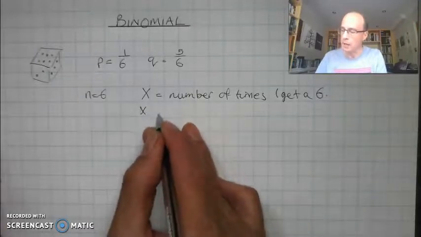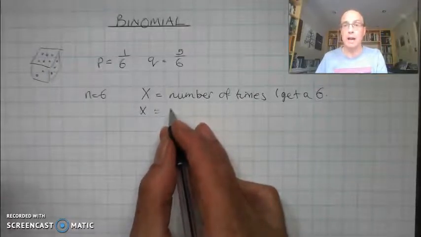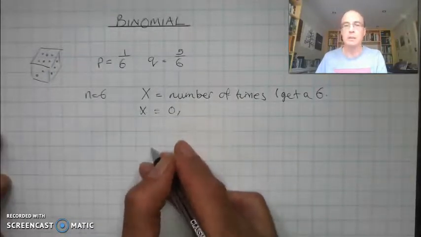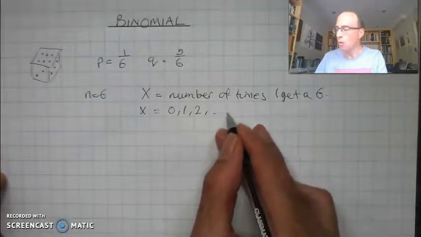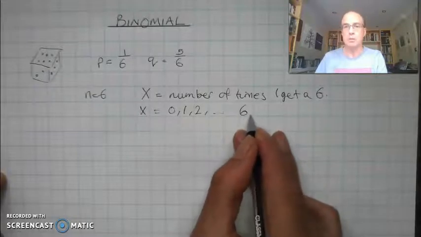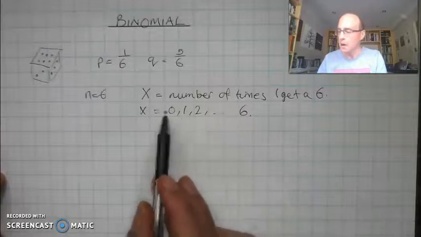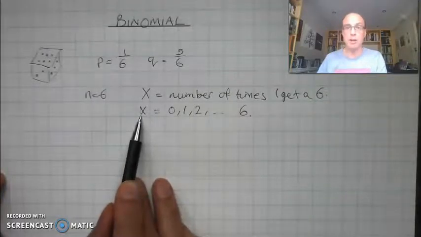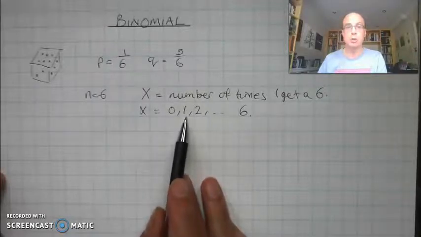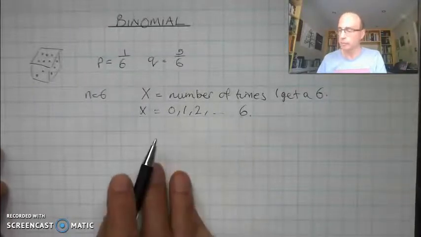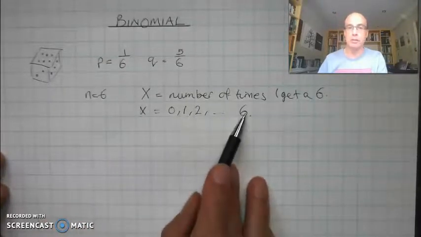So I've defined my variable: the number of times I get a 6 when I roll my dice 6 times. Well, X could take the possible values. I could be really unlucky and get no 6s out of the 6 rolls, so 0 is a possibility. I could get one 6, I could get two 6s, all the way up to 6. If I'm rolling my dice 6 times, I can't get more than 6 sixes. So X itself is a discrete variable. It can only take 7 possible values, 0, and then 1 through to 6. And I can work out the probability that X has each of those values.